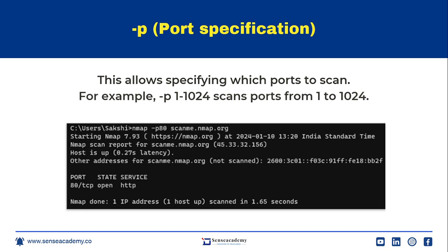Okay, so as you can see, I got the desired output for port 80 only. I am not getting a scan of the rest of the ports. Okay, so you can specify ranges for the scanning as well. That is, you can use -p 1-1024, as you know, we have well-known ports that are listed from 1 to 1024.